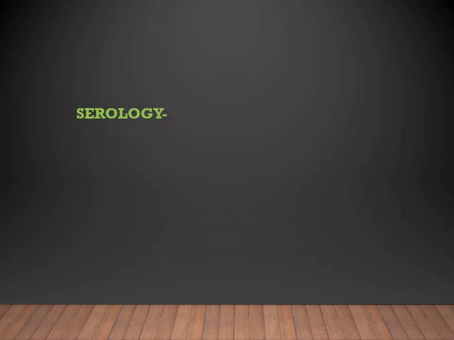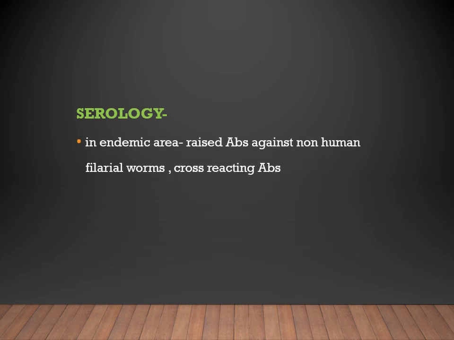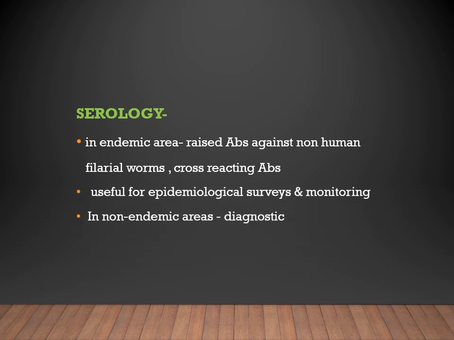Then serology, that is detecting the antibody. In an endemic zone, because there are so many non-human filarial worm infections, antibodies are present in the person. So cross-reacting antibodies are there, and there will be a chance of false positivity. But for epidemiological surveys and monitoring, you can use it to see how many people are affected in the country from this filaria infection. For those data, you can have this serology testing. In the non-endemic area, you can use it for diagnostic purposes too.